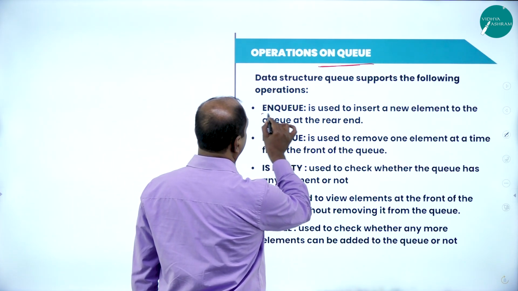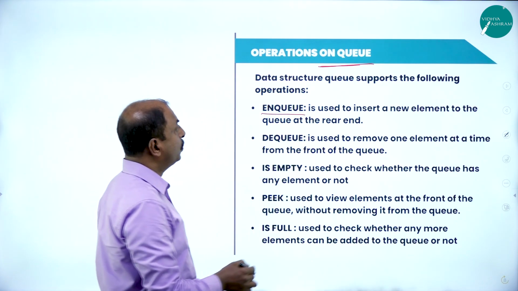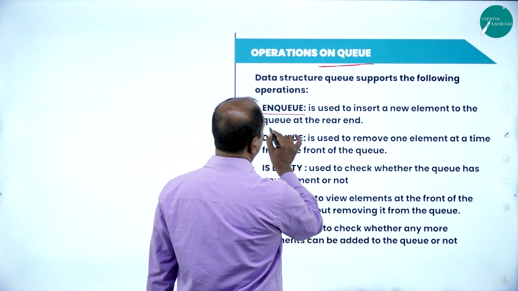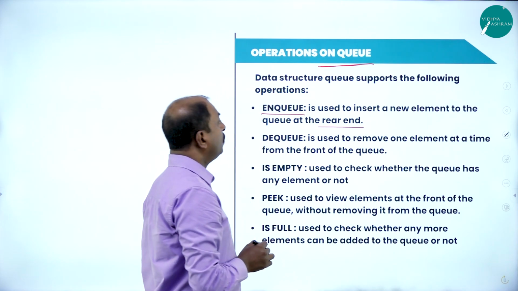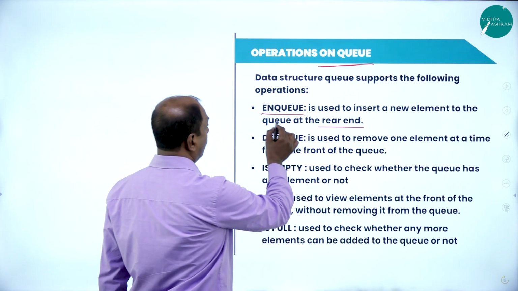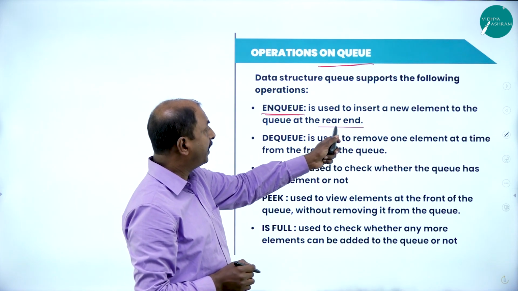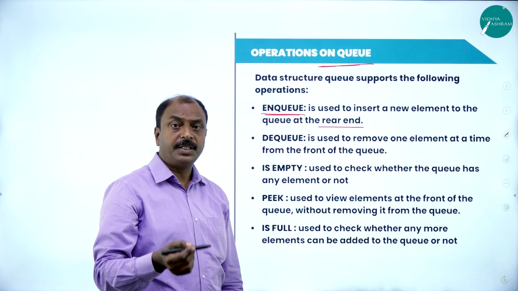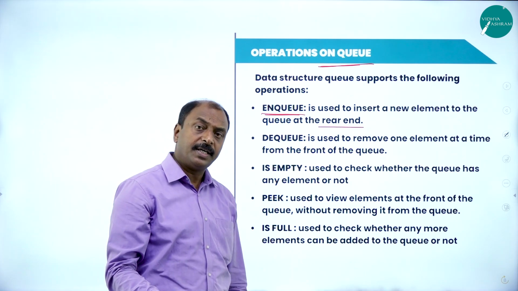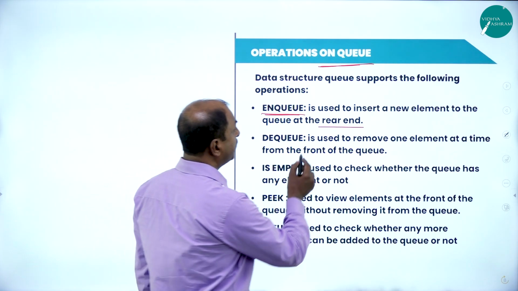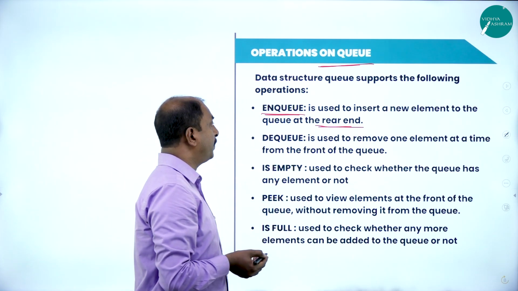First one is NQ. NQ is used to insert a new element into the queue at the rear end. It is used to insert a new element at the rear end because insertion and deletion take place at two different ends in a queue data structure. Insertion takes place at the rear end or rear pointer.